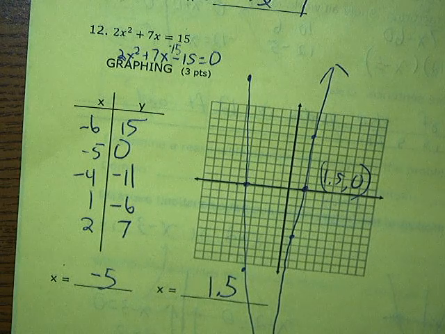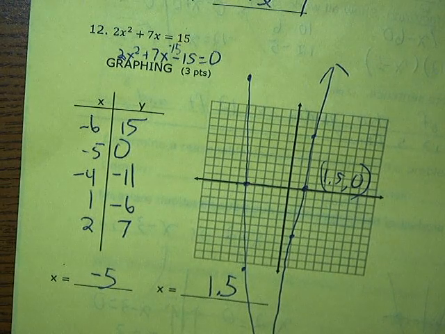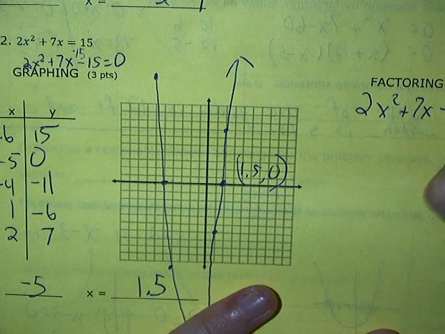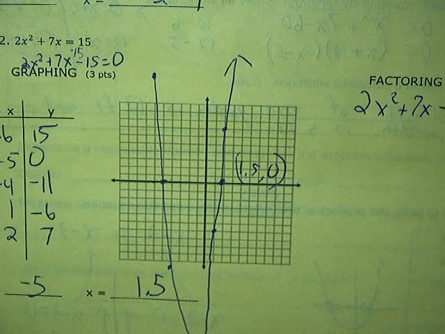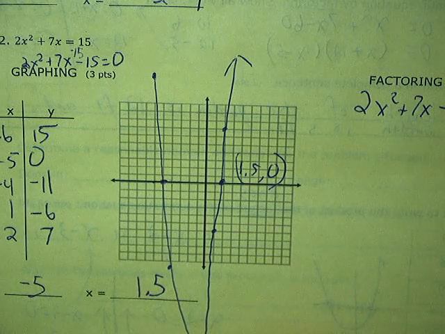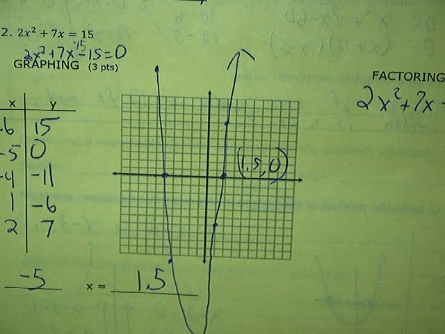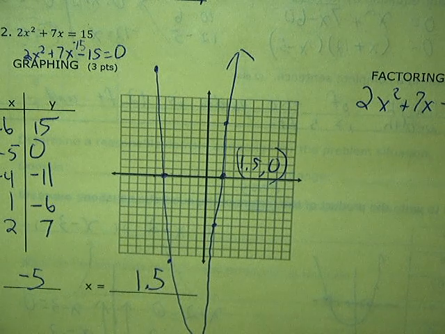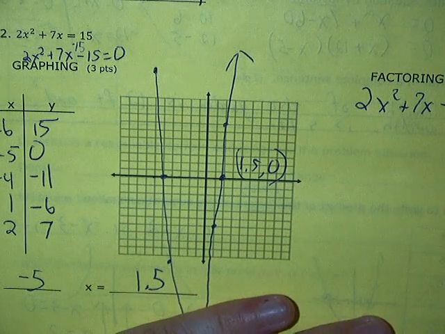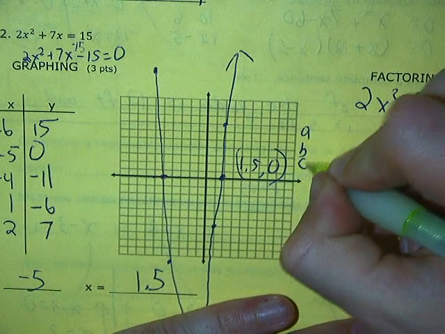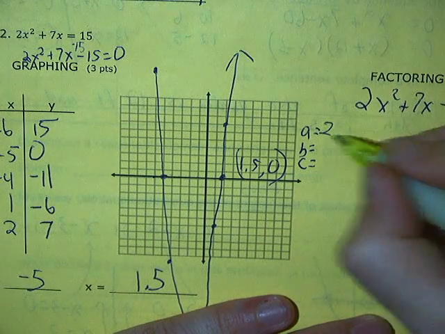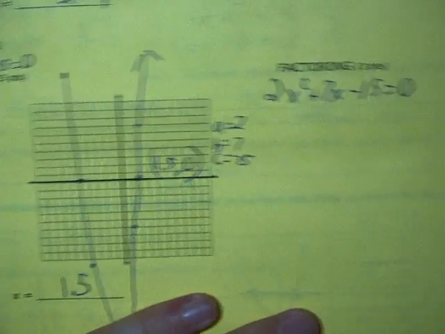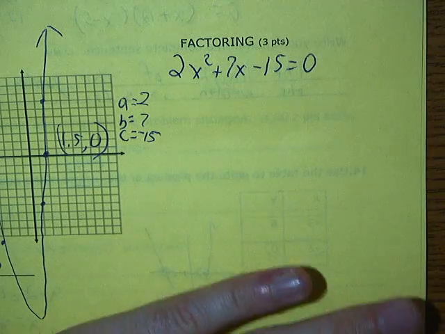Now, we want to check this by factoring. So let's take our equation, 2x squared plus 7x minus 15 equals 0, and we want to factor that. You might remember our first steps in factoring? Yes, it's the 9-step program. What's the first step? A, B, and C. What's A? 2. B? 7. And C? Negative 15. I'm hoping that by now you have done these things enough times that it's becoming second nature.